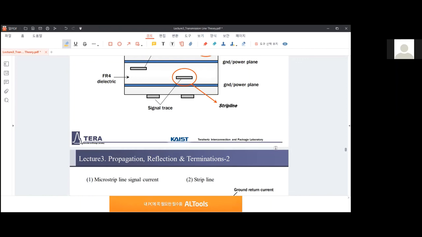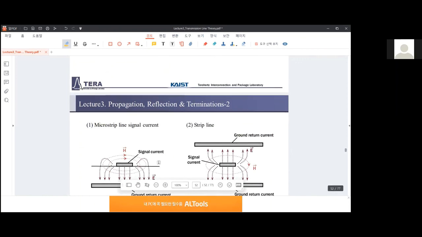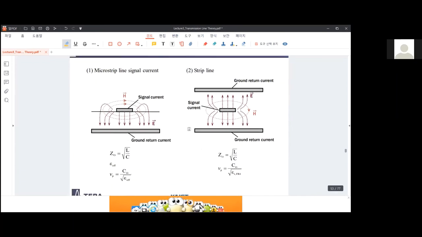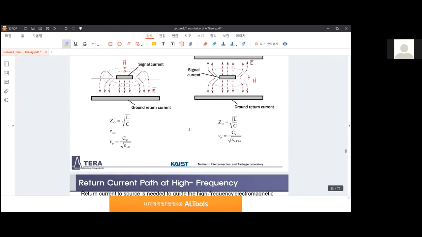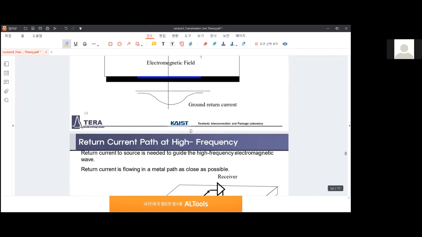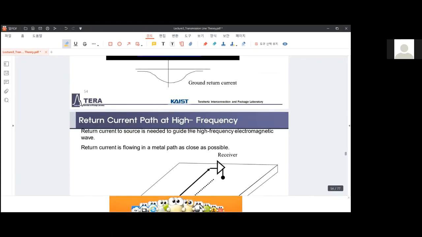다음 시간에는 여기서 나온 것처럼 propagation, reflection, termination을 보겠습니다. 알고 보면 다 쉬운 거고요. 그래도 다음 시간에 잘 정리해 보도록 하겠습니다.